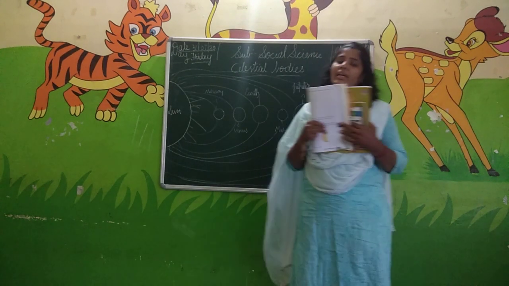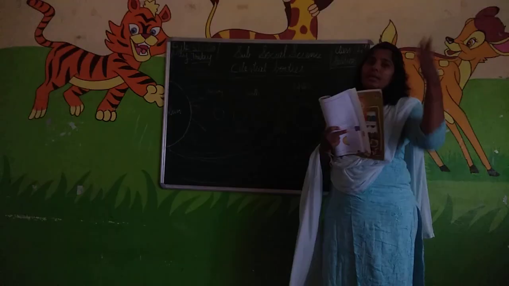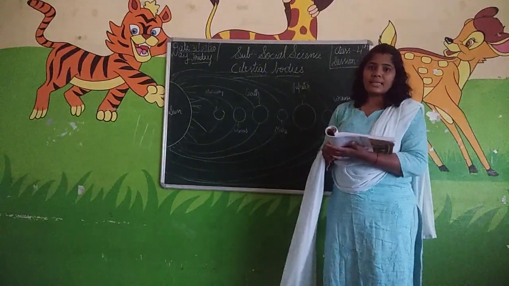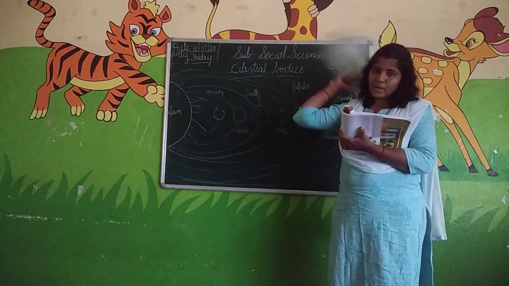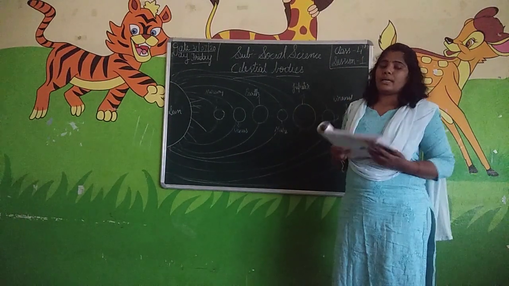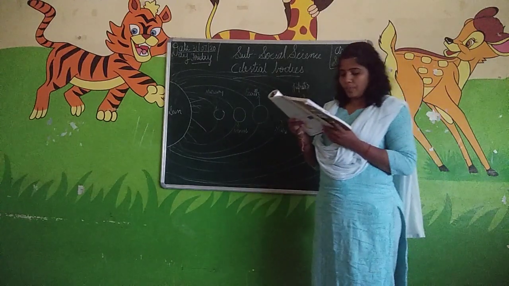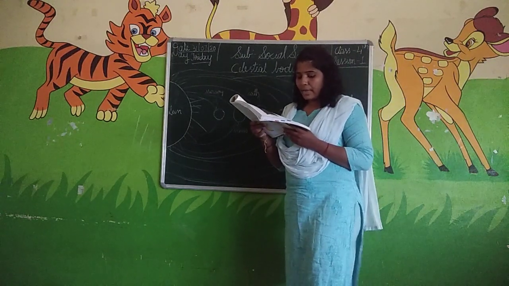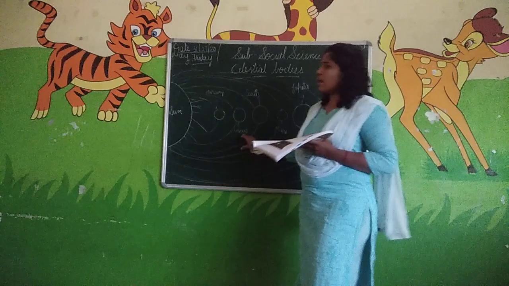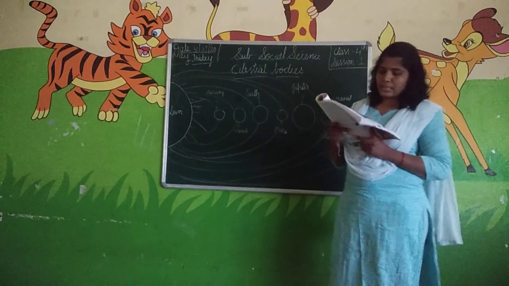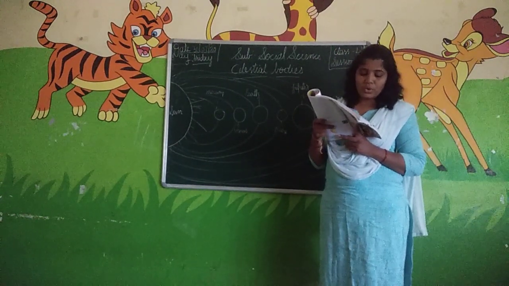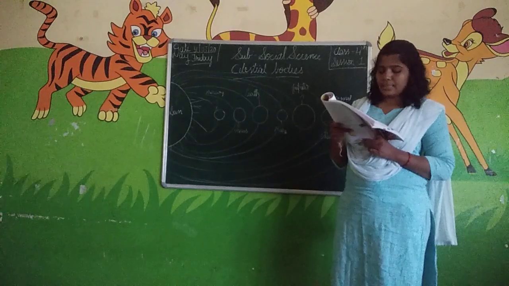Tomorrow do one thing, wake up at 4 o'clock and look in the east of your home. You can see the planet Venus. It is very bright and it is also very twinkling. And it also doesn't have any satellites.